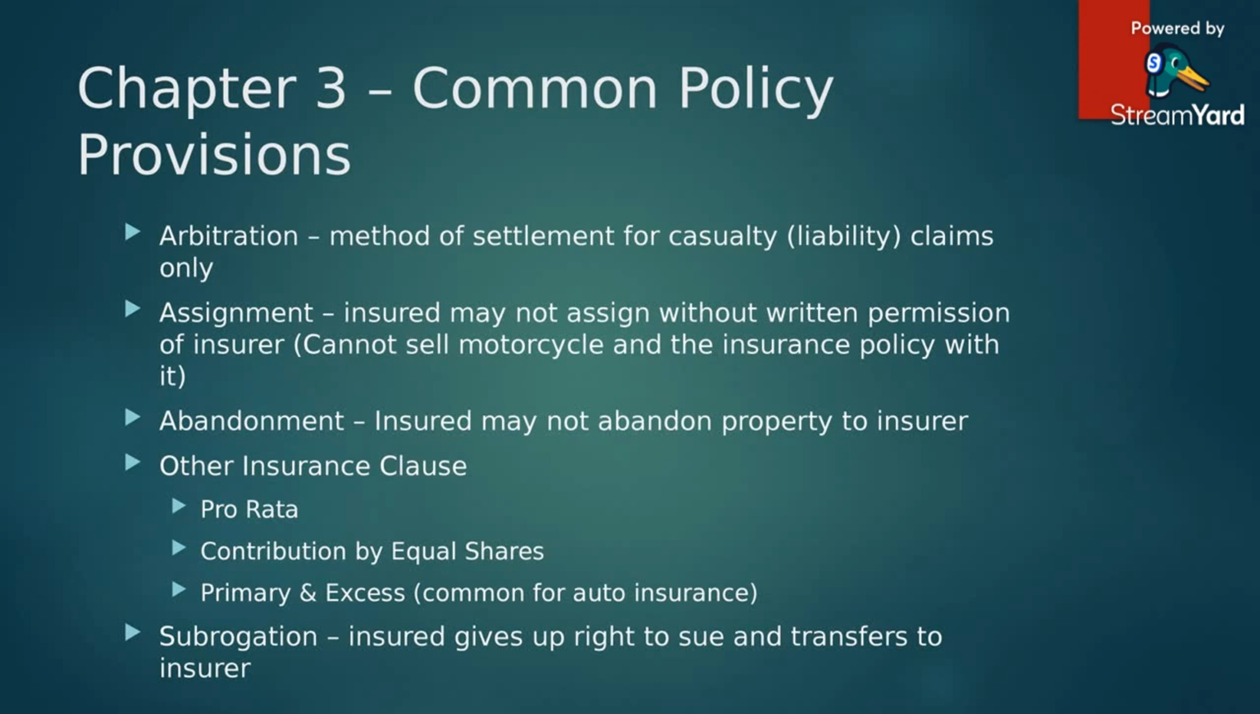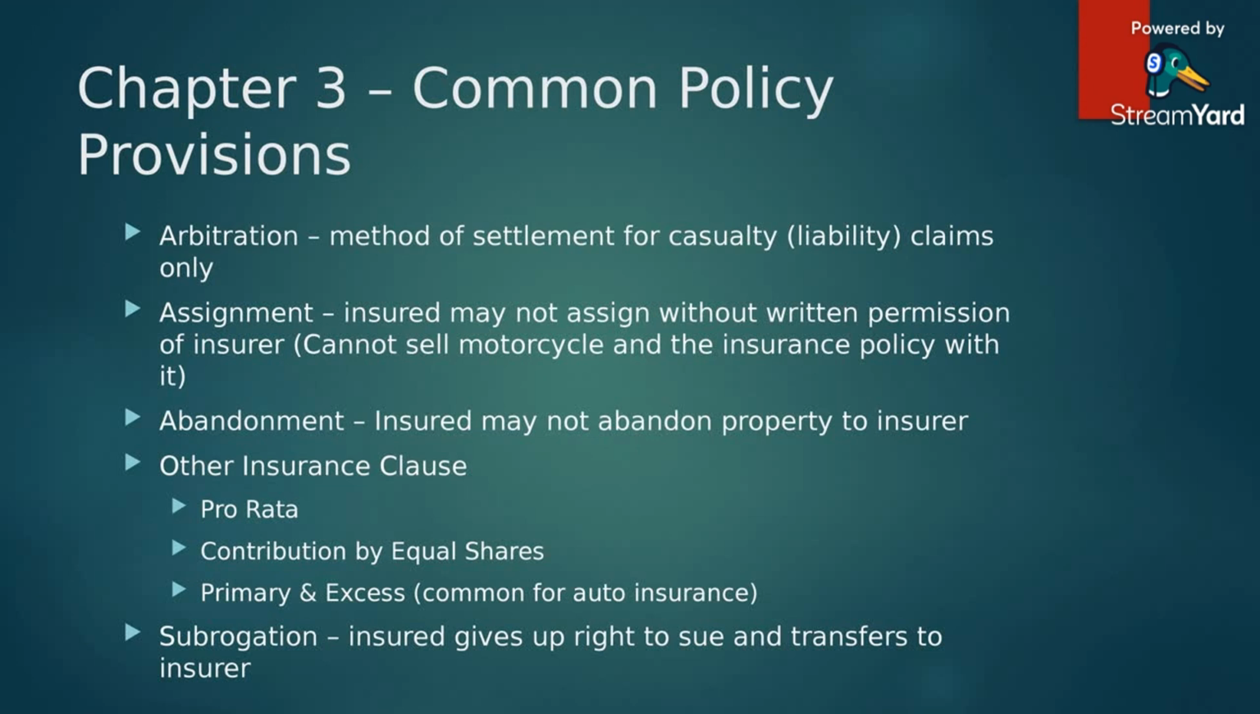Now, in a situation where you've got contribution by equal shares, each insurance company is going to equally split the insurance loss throughout the policy for each individual situation. So if you had, say, two companies on equal shares, company A with $25,000, company B with $75,000 for a total of $100,000, and there was a $40,000 loss, company A and B would both be responsible for a $20,000 payout in the event of a $40,000 loss.